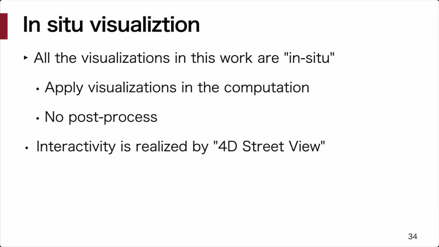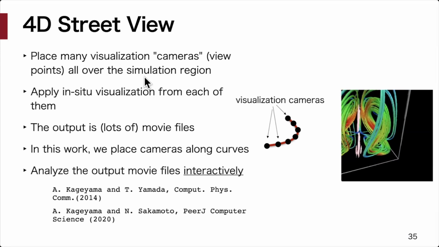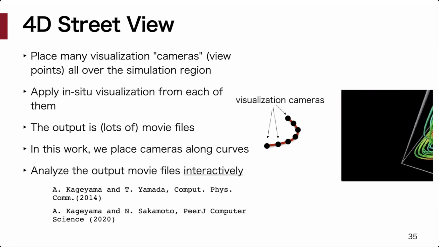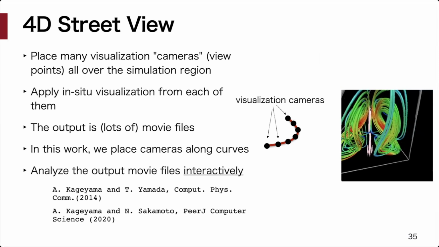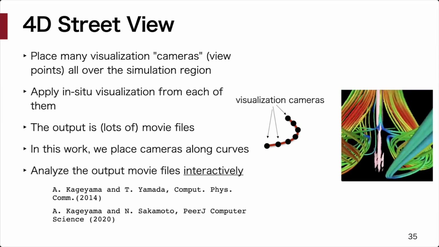You cannot observe the simulation phenomena from, say, different angles if you do not place the visualization camera at this point. In order to resolve this lack of interactivity of in situ visualization, I proposed some years ago the 4D Street View method. The key idea of the 4D Street View is to place many cameras inside the simulation region. I scatter many simulation cameras and apply the in situ visualization from all of them.